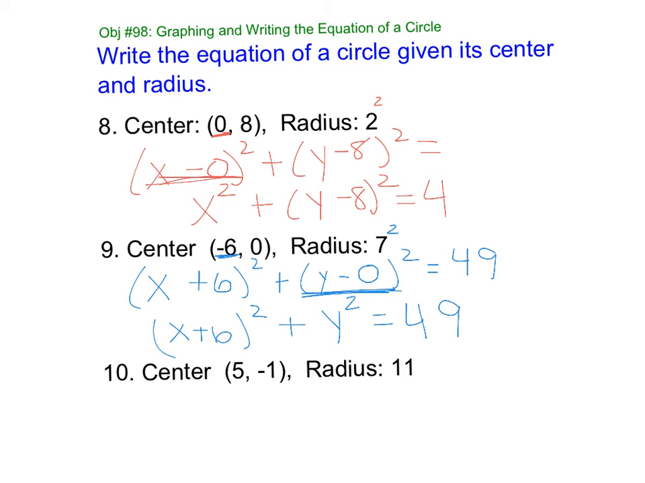All right, last one, 10, it's super straightforward. It's hard to change these and make them harder than this. All right, so start off with that. That's what I always start with. I kind of have it memorized. And then I'm going to fill in my x minus 5. We have to change that sign, right? A minus negative 1 becomes a plus 1. And then 11 squared. 11 squared is 121. And we are finished.